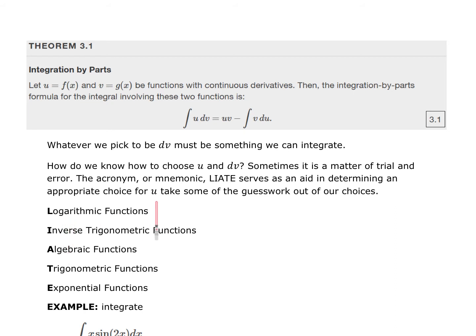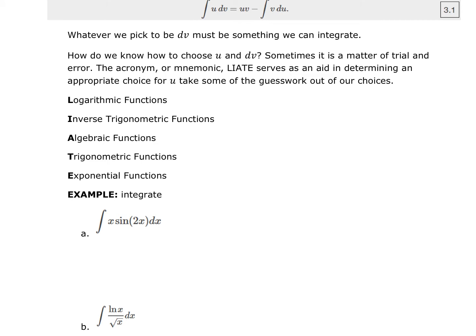So when you make a choice, how do you choose which one is u and which one is dv? Usually u is going to be the log first, then the inverse trig functions, then algebraic functions, trigonometric functions, and exponential functions, in that order. So you can sit back and have a cup of coffee, and that's going to help you choose what a good u is and what a good dv is.